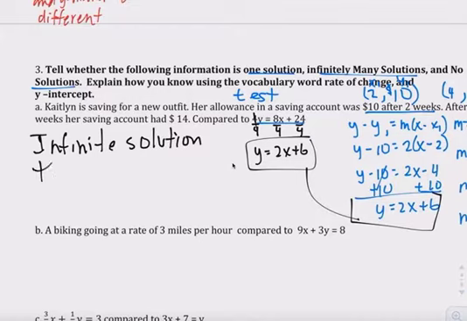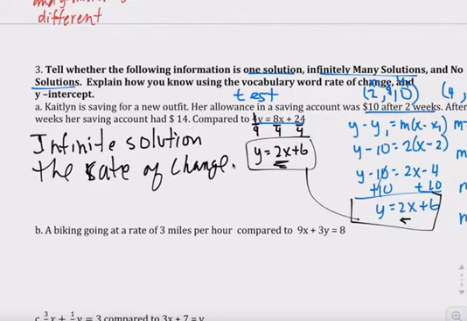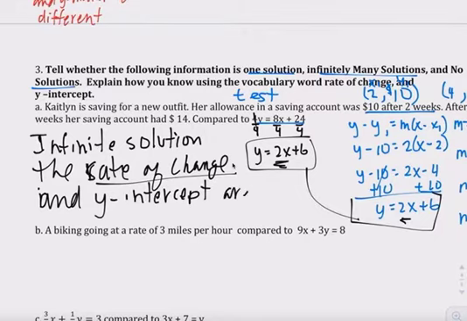Infinite solution, because the slope, we call the coefficients, the rate of change, which is called slope, and y-intercept. I would like you to write rate of change, y-intercept are the same, making it the same line.